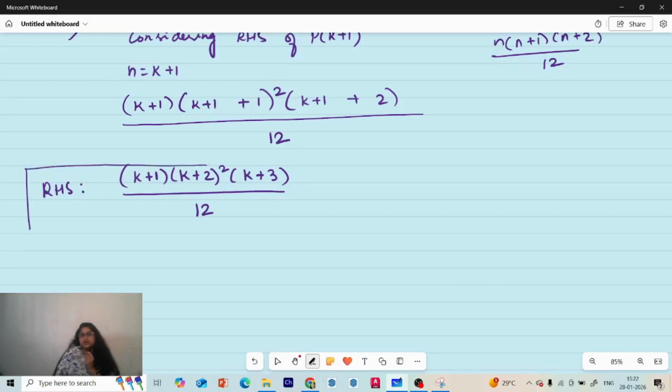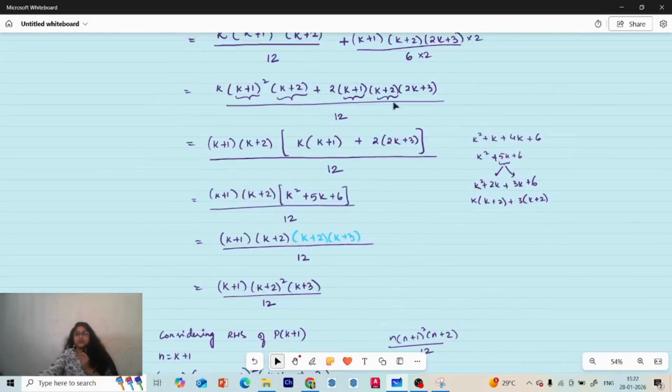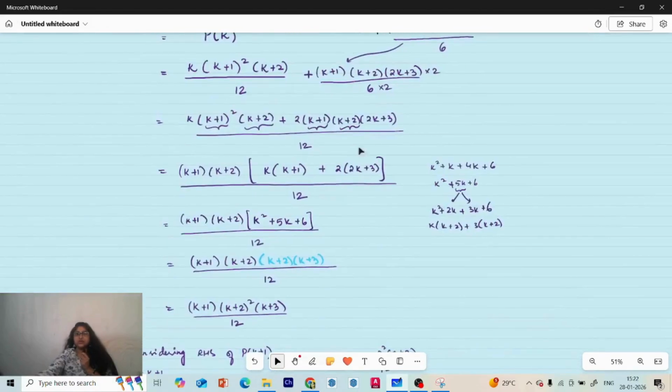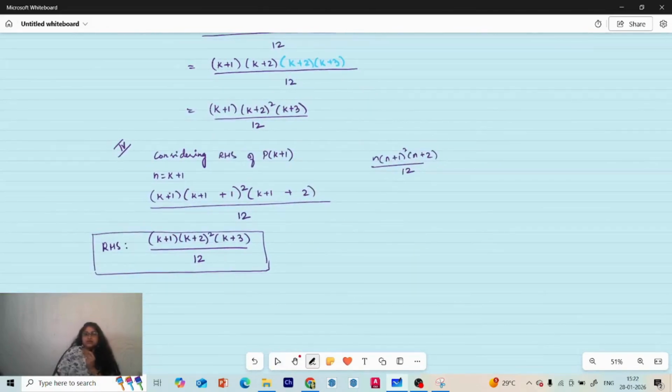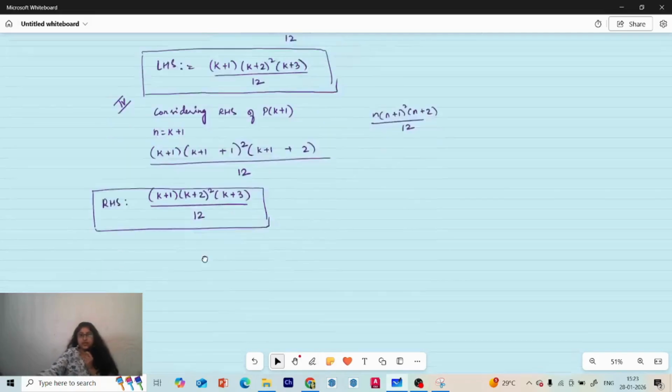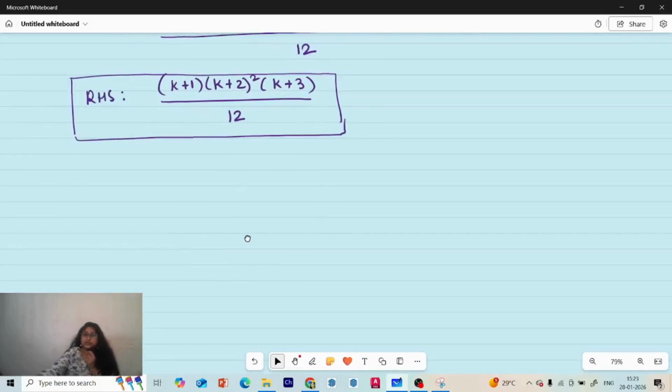So this is the value of RHS. Right? And what else did you get? What LHS value did we get? Let's go back and see. LHS value. Oh, it's right here. Look at LHS and look at RHS. Do they have the same value? Yes. So therefore, P of k plus 1 holds true.